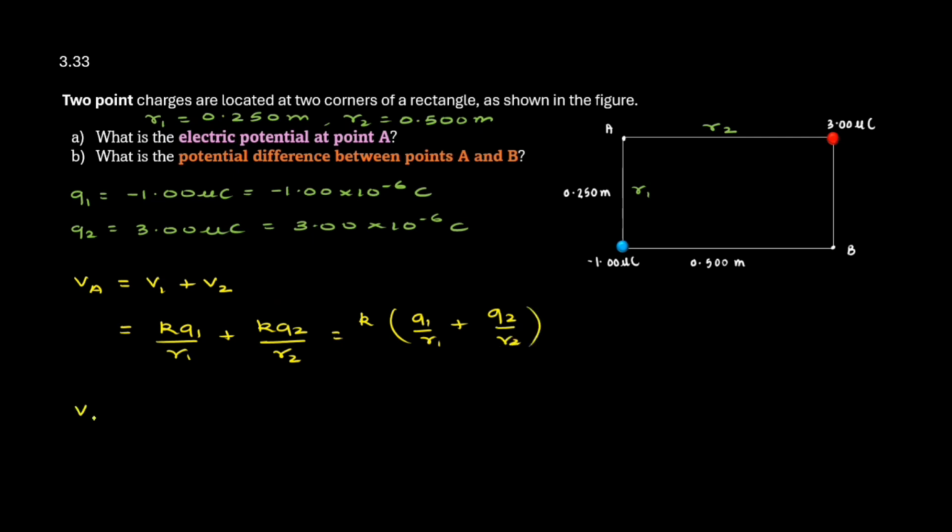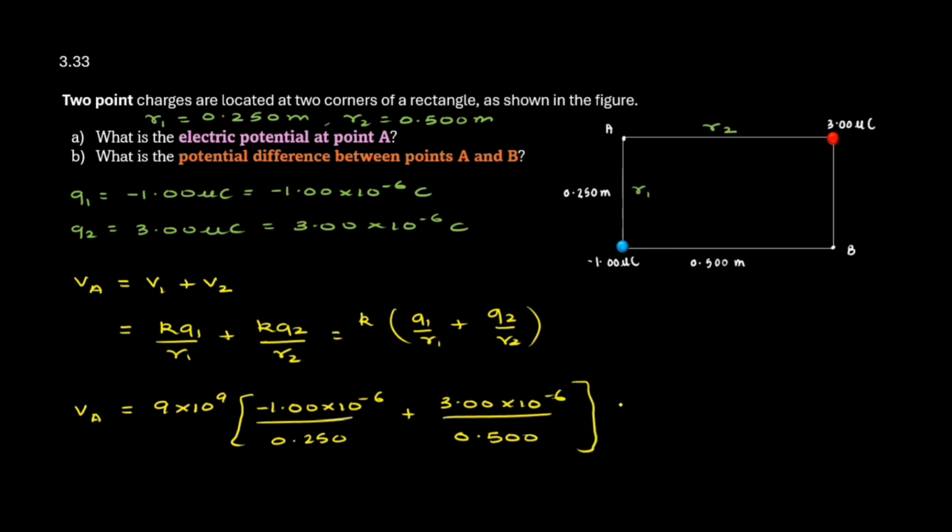Let's substitute to calculate the potential at A. K is 9 times 10 to the power 9. Q1 is -1 microcoulomb, R1 is 0.250, plus Q2 is 3 microcoulomb and R2 is 0.500. That gives me potential at point A to be equal to 18,000 volt, or you can also write this as 1.8 times 10 to the power 4 volt. So this is part A of the question.